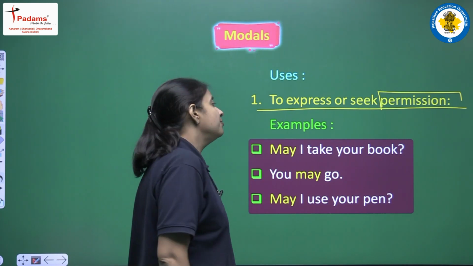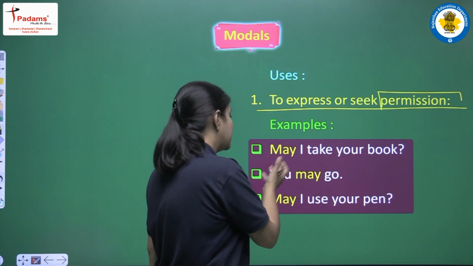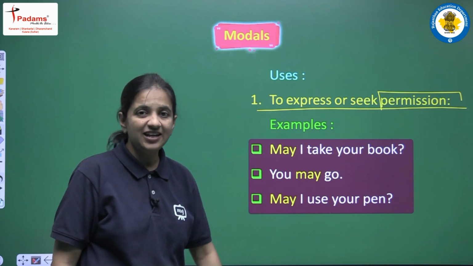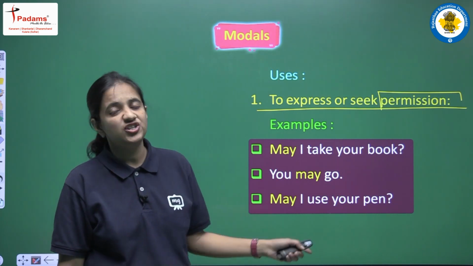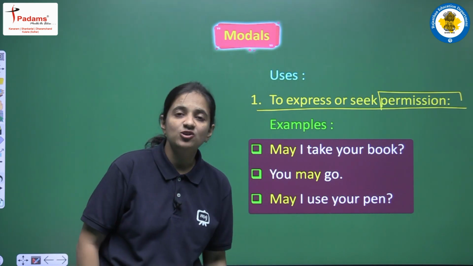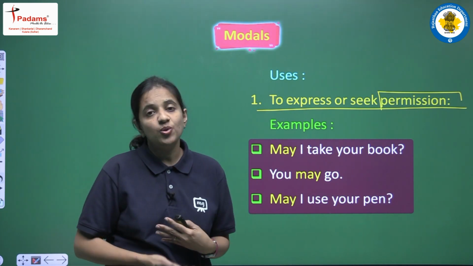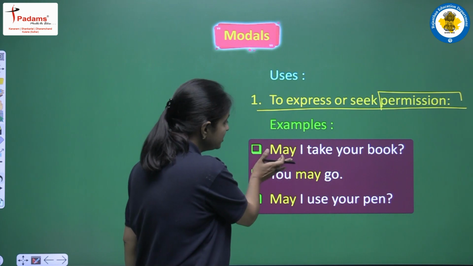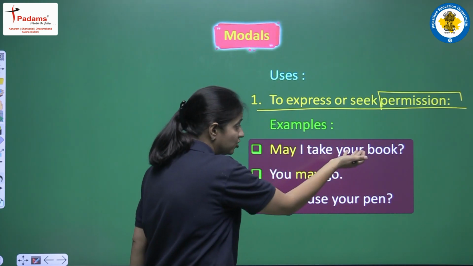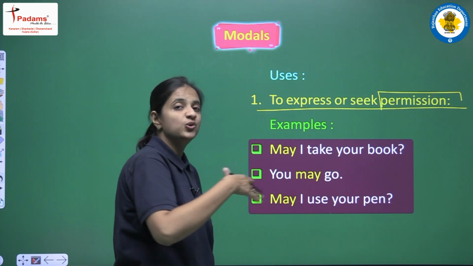The first is, may I take your book. Second is, you may go. Next is, may I use your pen. So again I want to clear this thing that may is used for permission, but in formal permission, and the second is that it can be used in both cases, if you are asking for the permission or if you are giving the permission. So here someone is asking for permission, he is asking that may I take your book, and here someone is giving permission, he is saying that you may go.